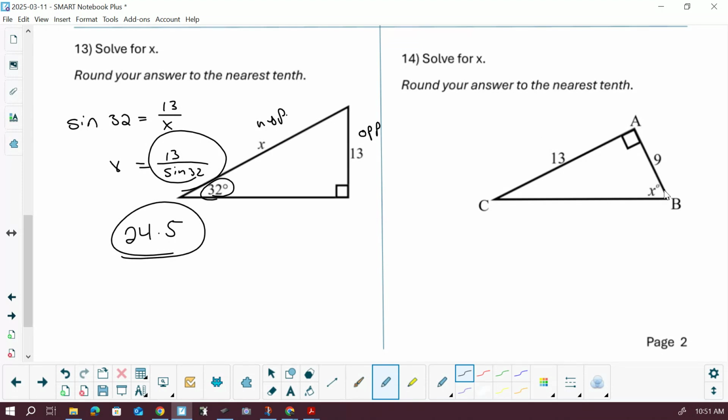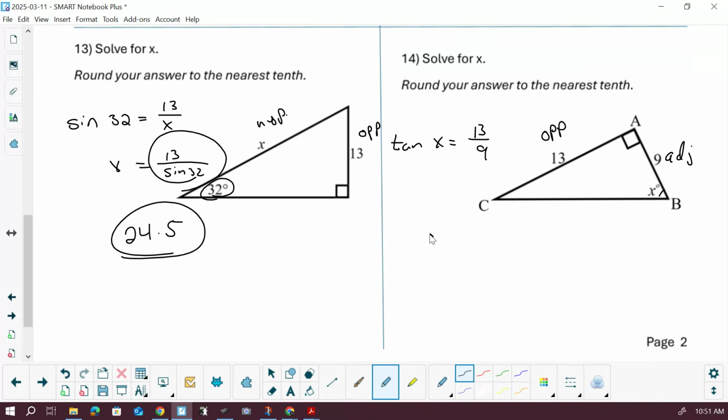Next one, angles right here. This 9 is adjacent to it. The 13 is on the opposite side. Opposite and adjacent is tangent. Tangent of the angle equals the opposite, 13, over the adjacent 9.